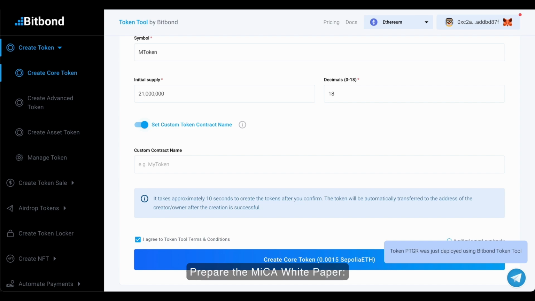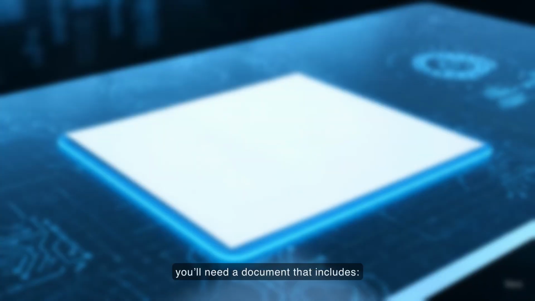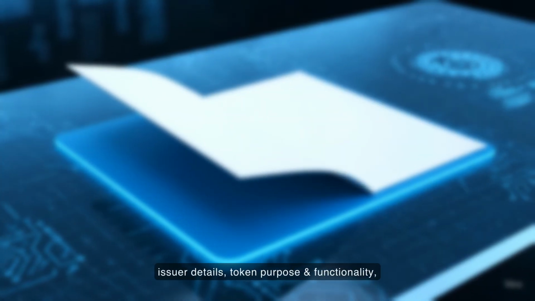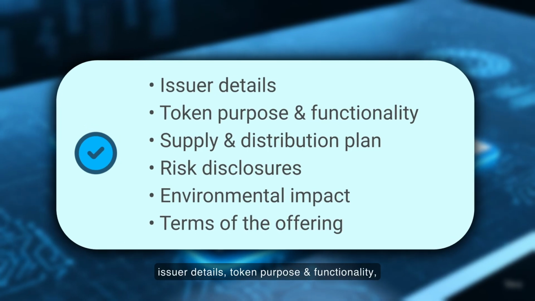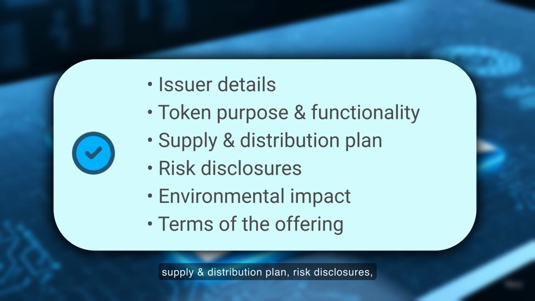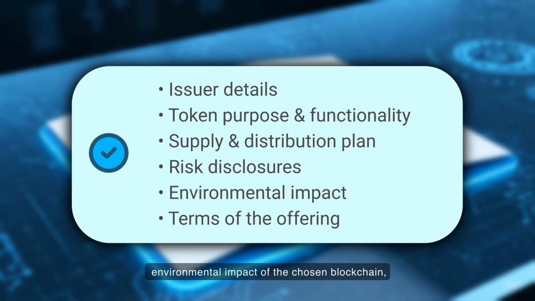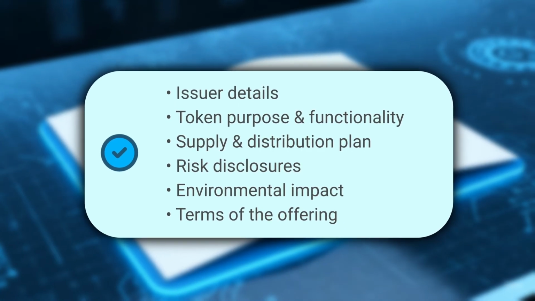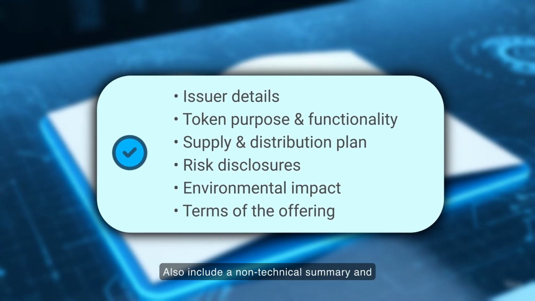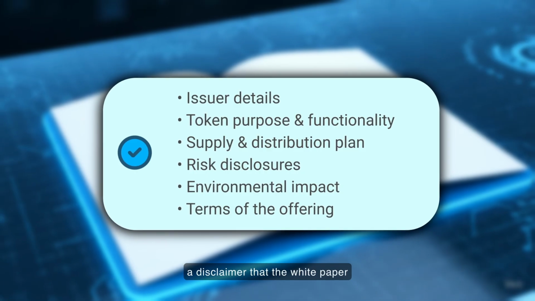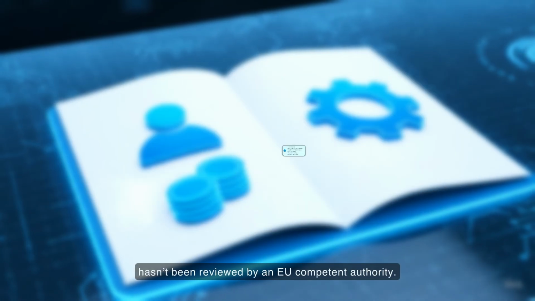Prepare the MiCA white paper. Before issuance, you'll need a document that includes issuer details, token purpose and functionality, supply and distribution plan, risk disclosures, environmental impact of the chosen blockchain, and terms of the offering. Also include a non-technical summary and a disclaimer that the white paper hasn't been reviewed by an EU competent authority.